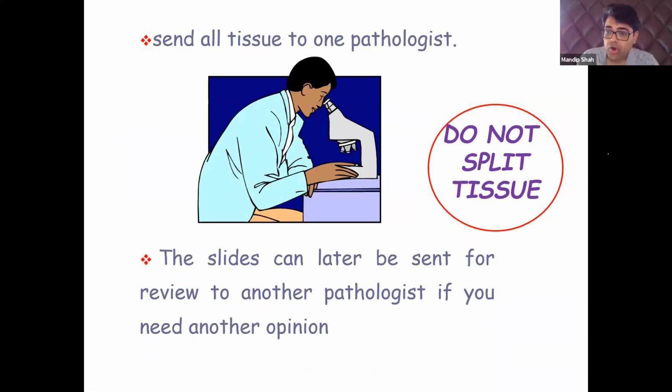Another very common but very poor practice is to divide the tissue sample and send it to 2 different laboratories. It is very common that the surgeon will tell you, okay, half the tissue you send to A laboratory, half the sample you send to B laboratory. Now that's a very bad practice. Why? Because these tumors are heterogeneous.